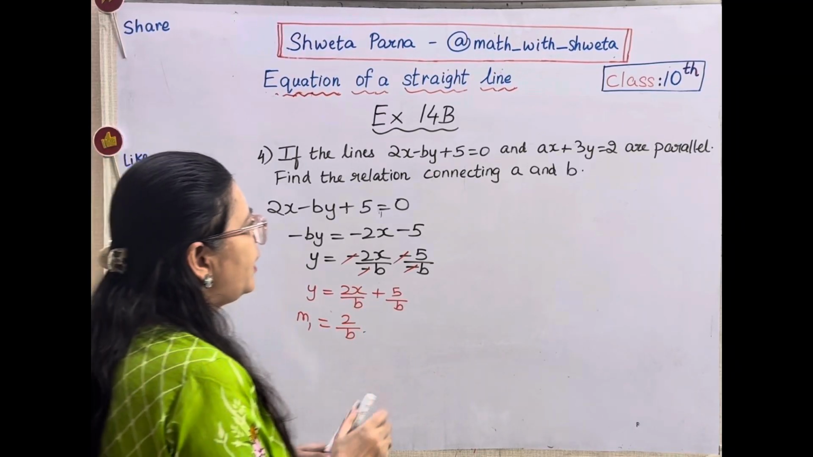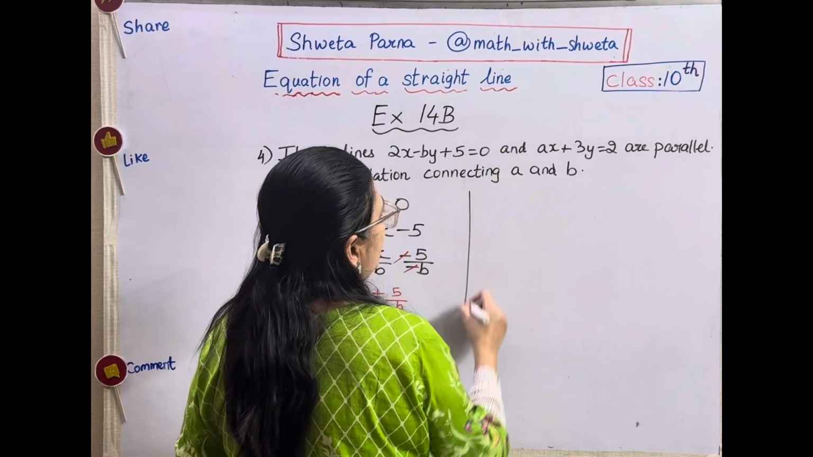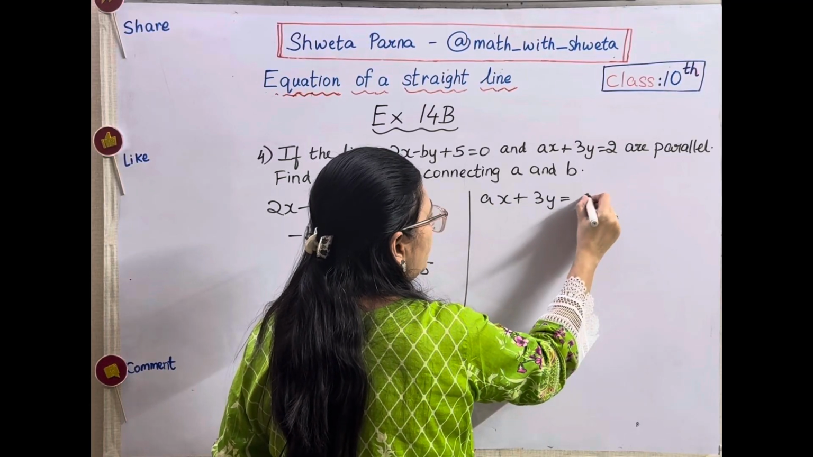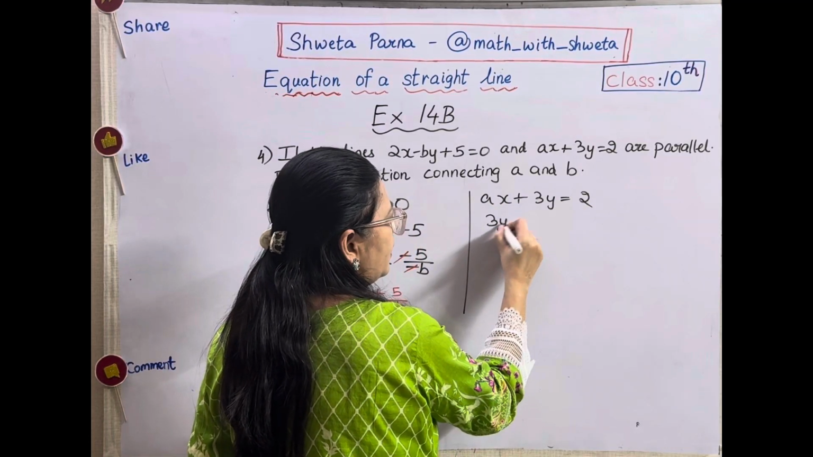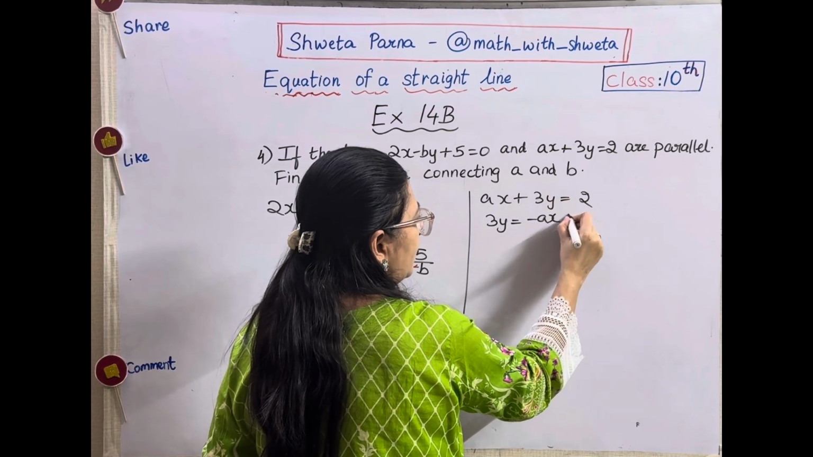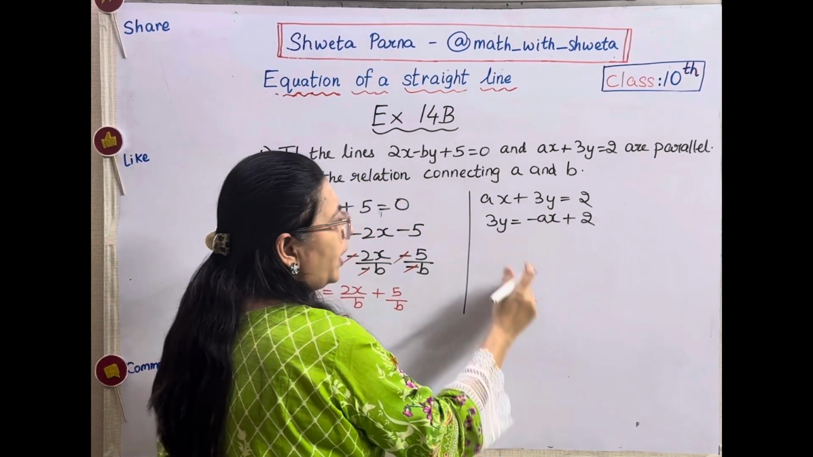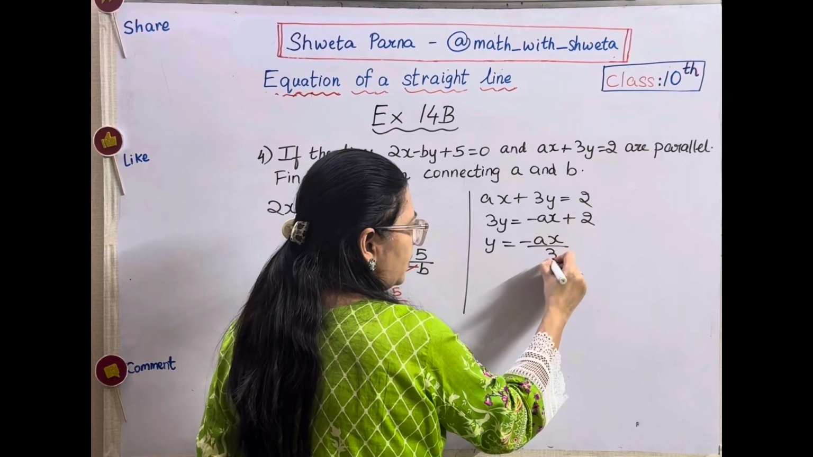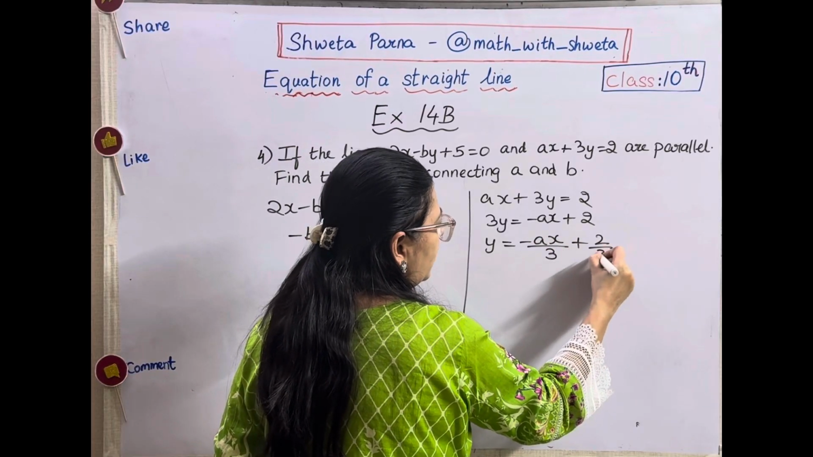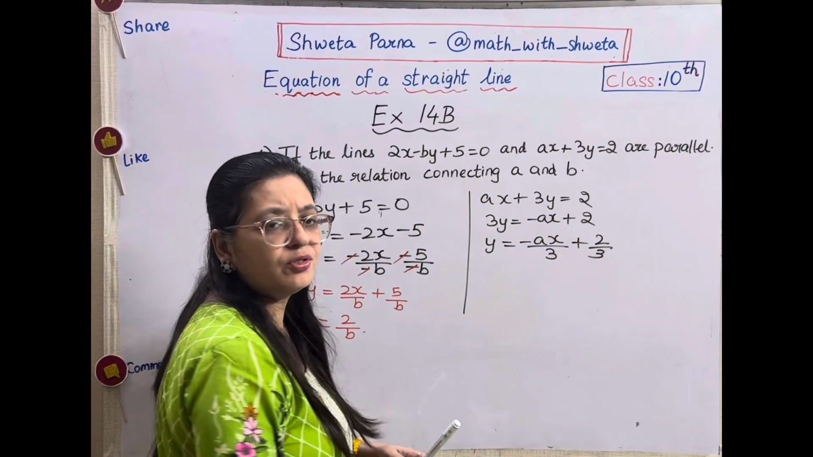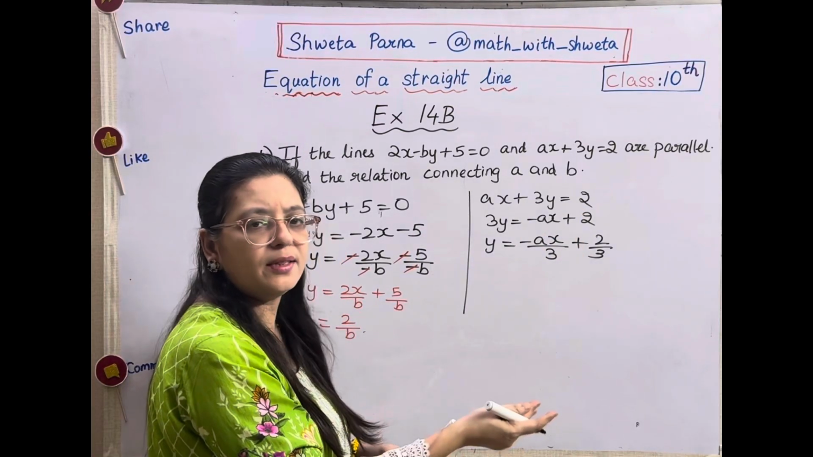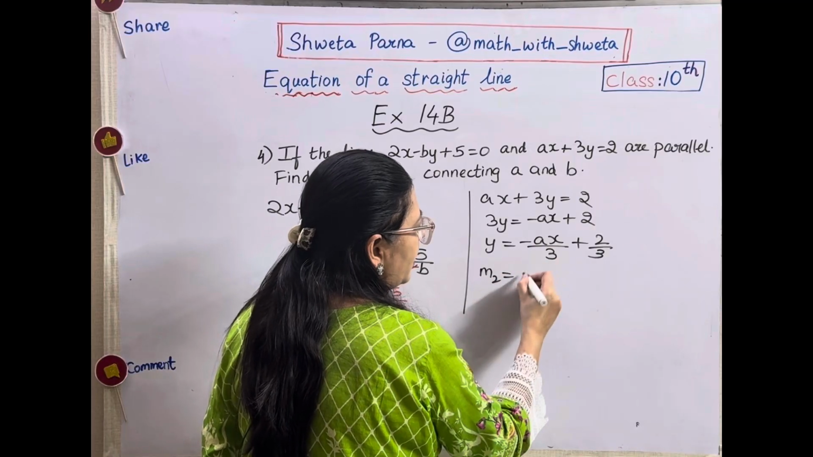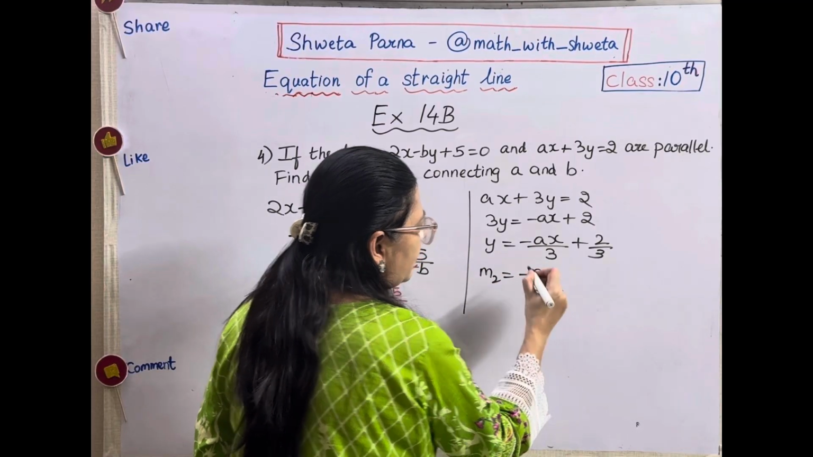Okay, same way let's do for the other line also. It is ax plus 3y is equal to 2. So 3y is equal to minus ax plus 2. So y is equal to minus ax upon 3 plus 2 upon 3. Why did we not change the sign for 2? Because it was already on the right hand side. So what is m2? m2 is minus a upon 3.